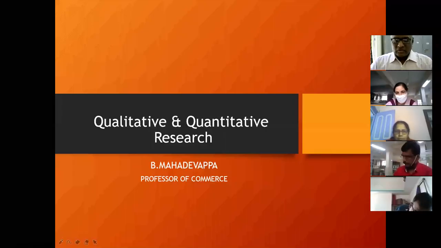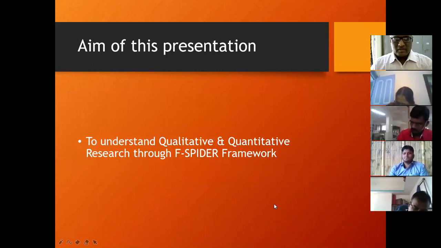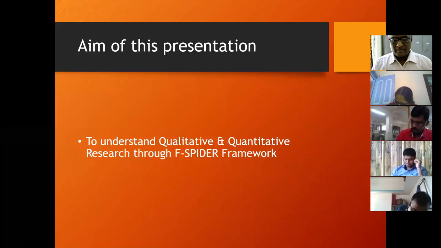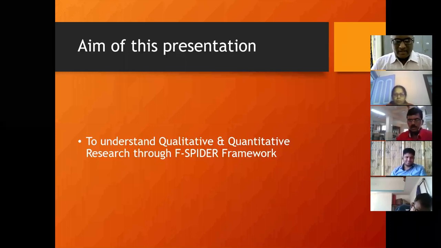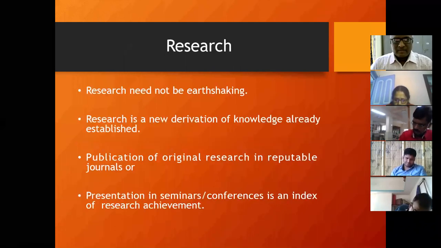We could see. So today's topic is qualitative and quantitative research. The aim of our presentation is to understand qualitative and quantitative research design through F spider. This is easy to remember. Female spider, the framework we are designed for summarizing the qualitative and quantitative research. This is the aim of this presentation.